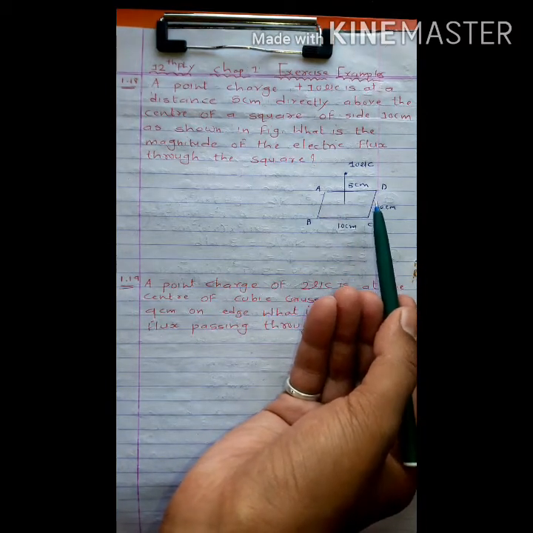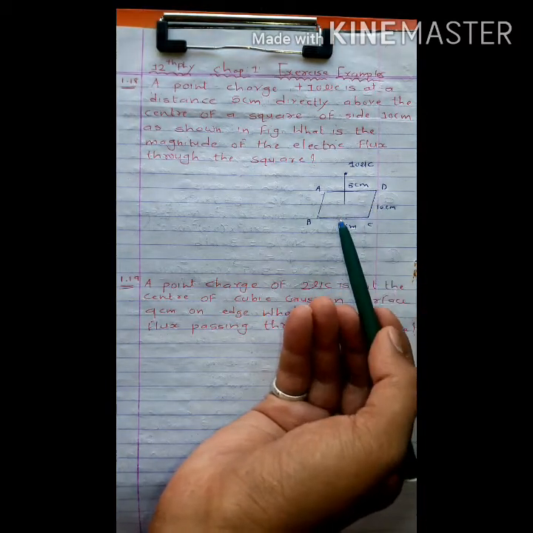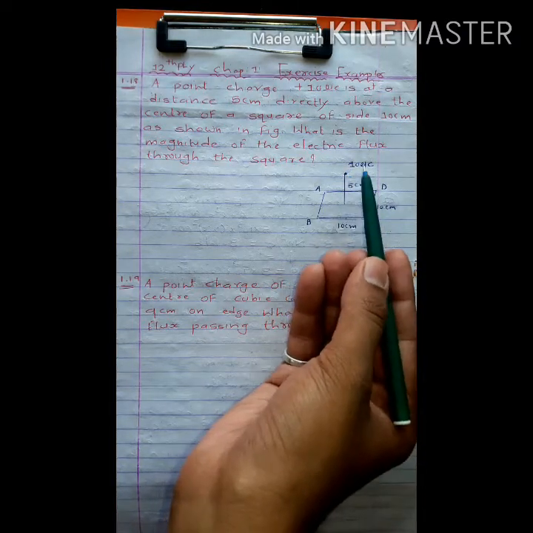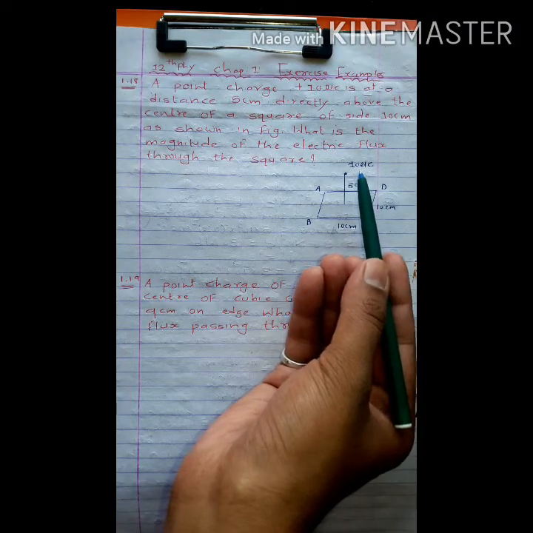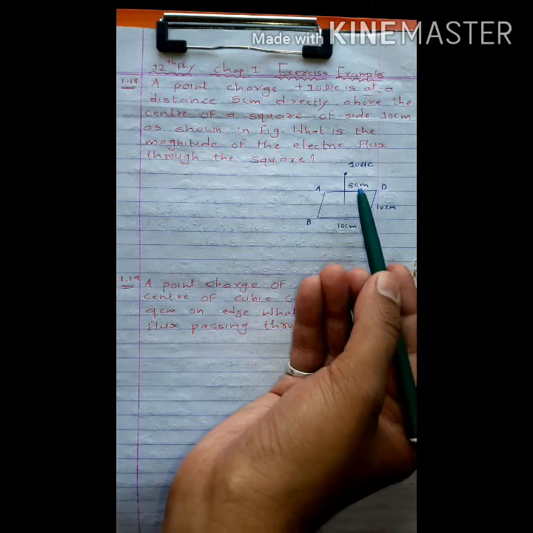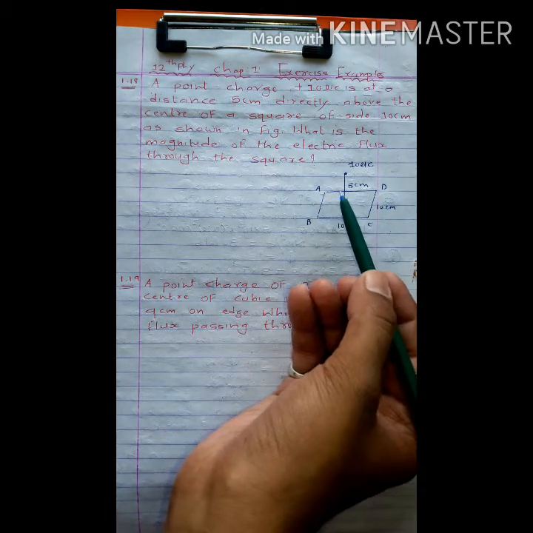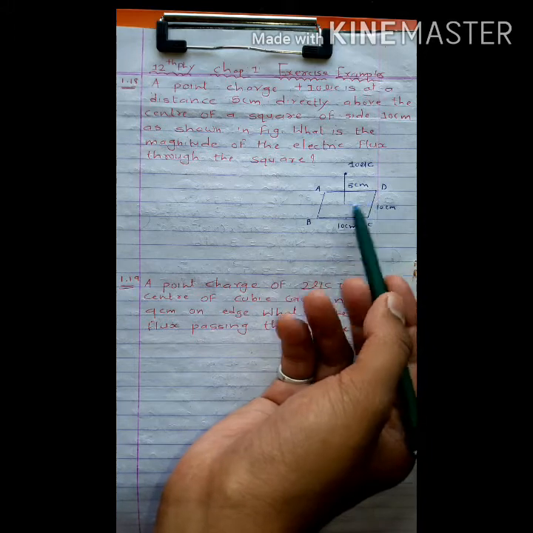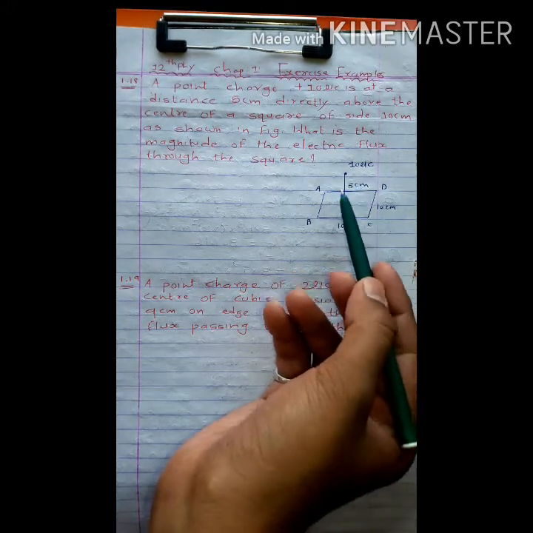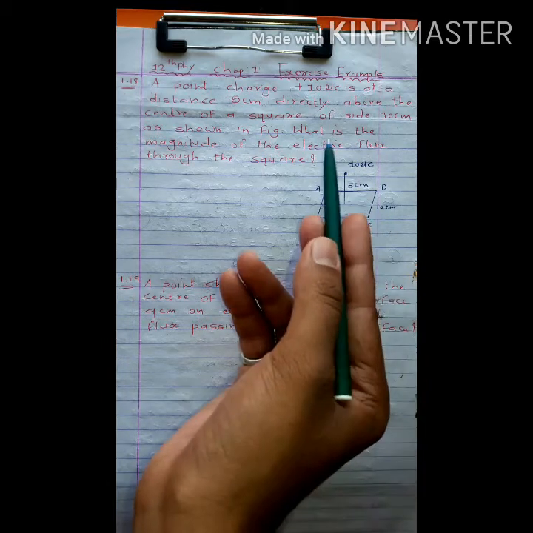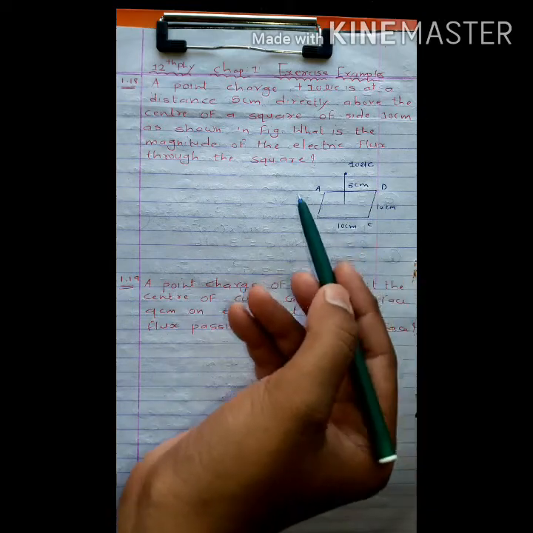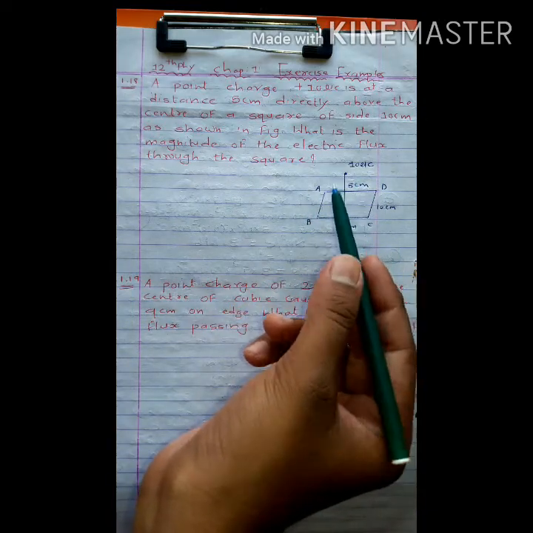The length of each side of the square is 10 cm, and above the center of the square we consider a 10 microcoulomb charge. The distance of this charge from the center of the square is 5 cm. So this is our simple situation. What is the magnitude of flux passing through the square? So here we want the magnitude of flux passing through the square.